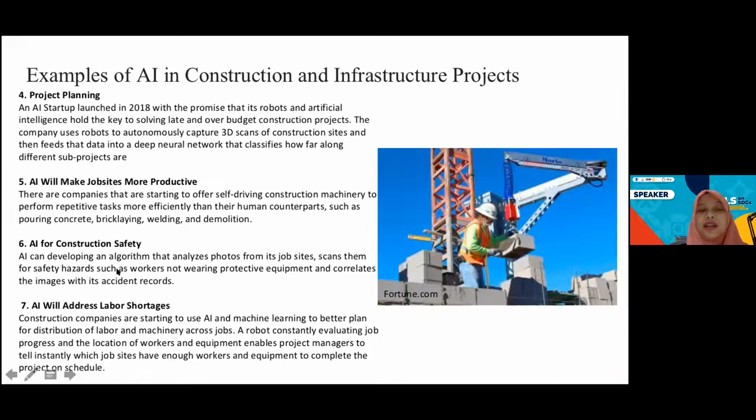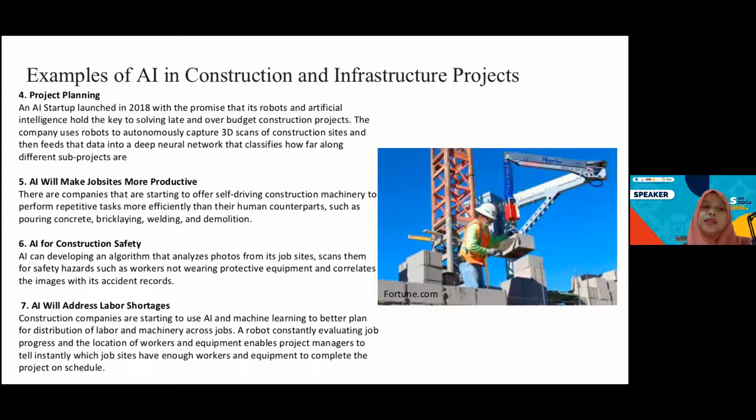AI can develop an algorithm that analyzes photos from the job site and scans the employees for safety hazards, such as workers not wearing protective equipment, for example a helmet, headscarf, and special shoes for the project. It correlates the image with its accident record, so it can issue a hazard warning to employees to wear their protective equipment. So AI can improve safety in construction projects.